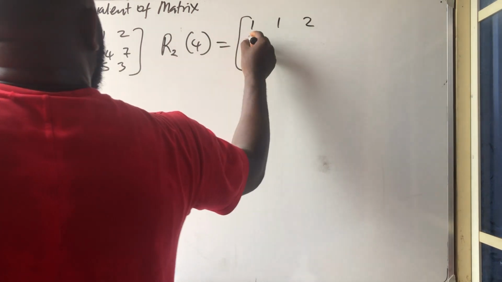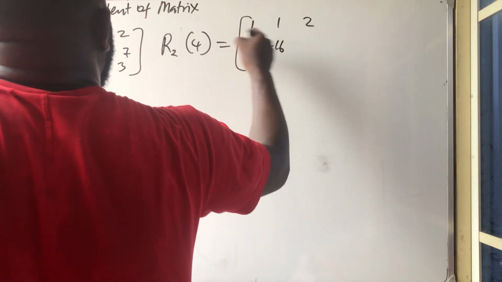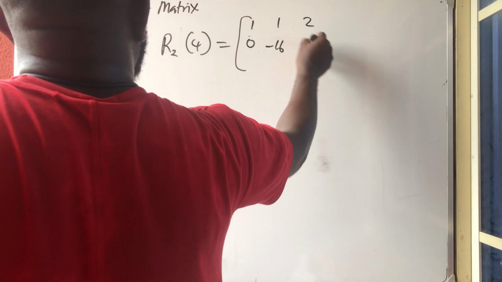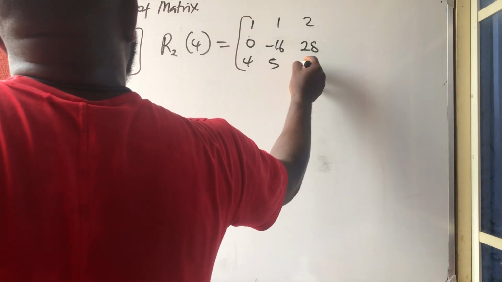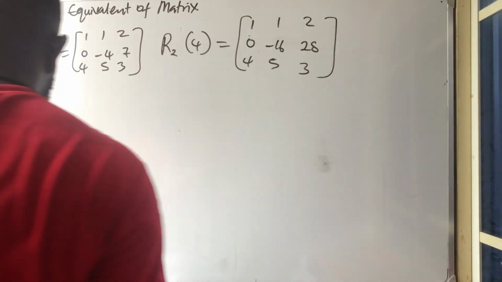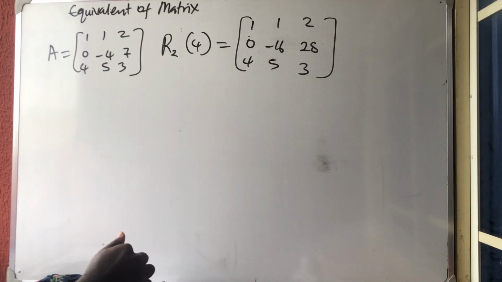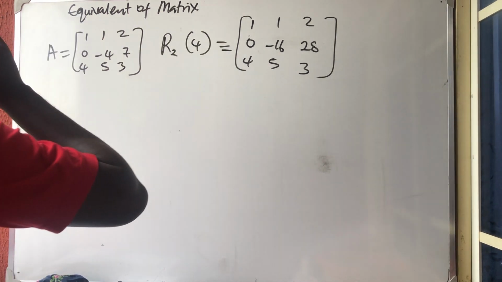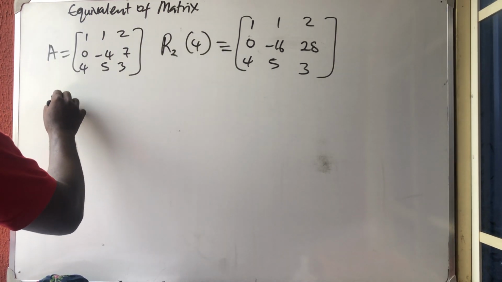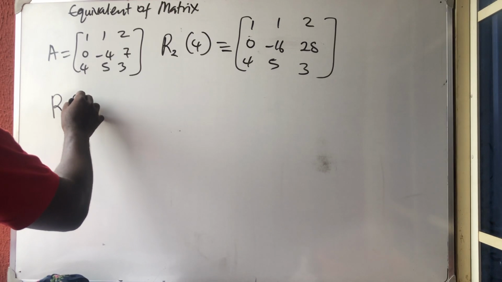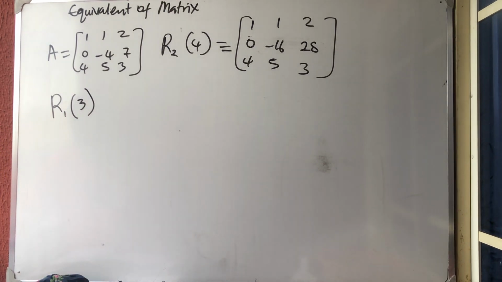4 times 0 is 0. 4 times this is minus 16. 4 times this is 28. Then leave the rest the way they are. Okay, so we have this, and so this is equivalent to this. Then we now have that row 1 is being multiplied by 3.